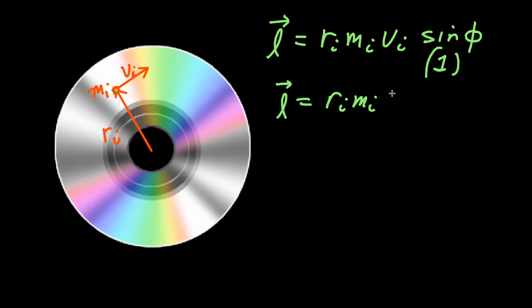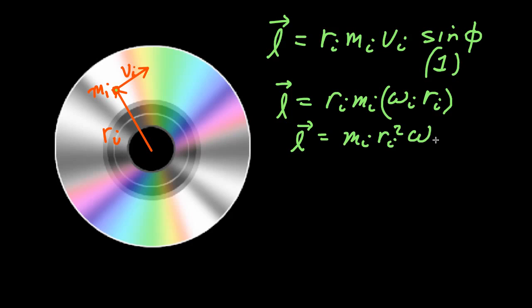Now, for v sub i, we're going to substitute the rotational value in for the velocity. And what is that? That is omega r, omega angular velocity times the radius vector. So the individual particle has m sub i r sub i squared omega angular momentum.